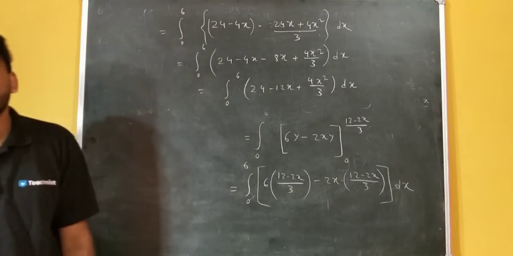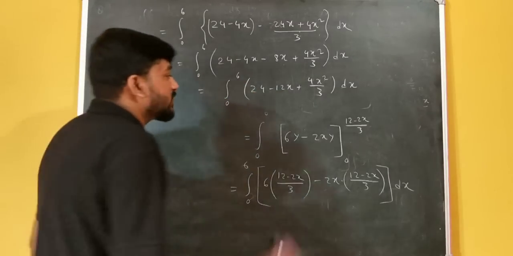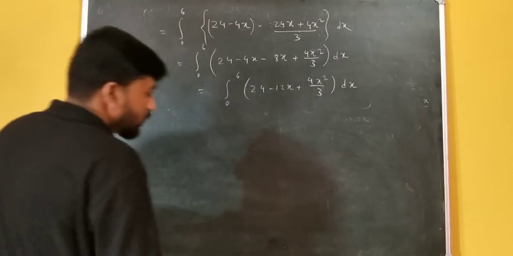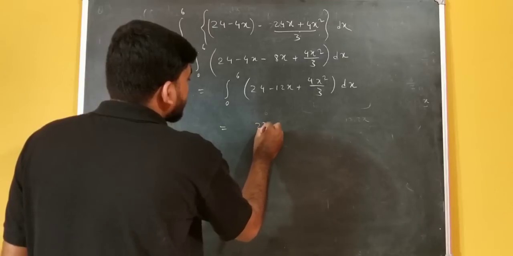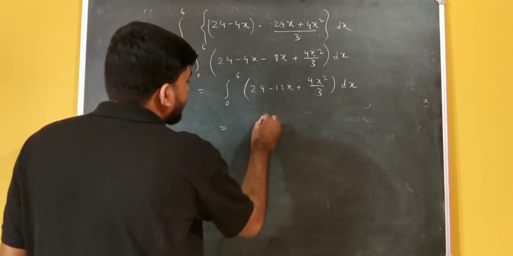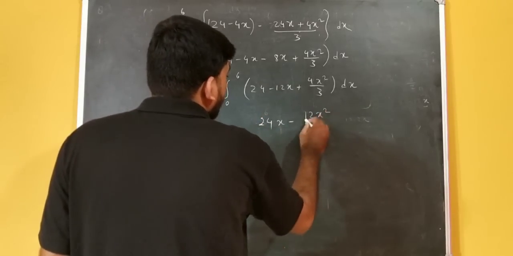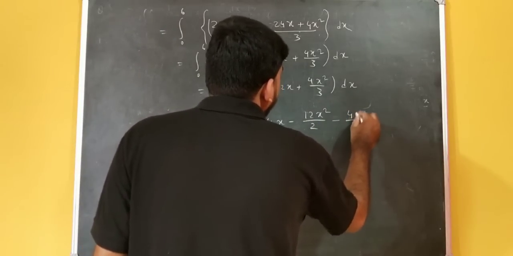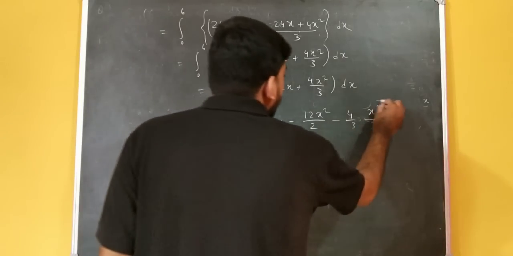Now I have reached the final expression, and you can now easily do this integration. This is just a single integration on x. So it will be just 24x. When you integrate with respect to x, it will be 24x minus 12x square by 2, minus 4 by 3 into the integration of x square, which will be x cube by 3, and the limit is from 0 to 6.